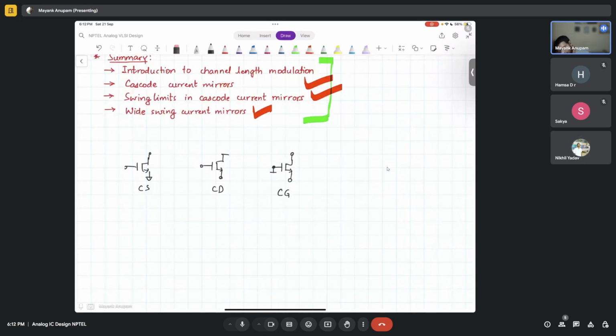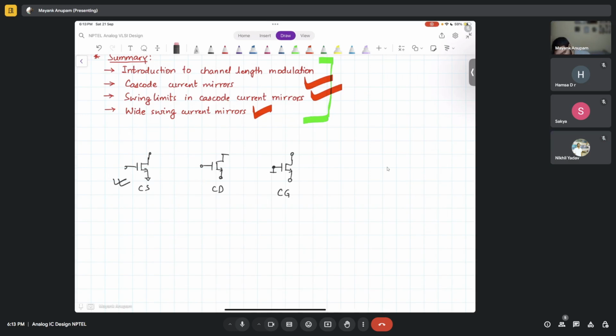You correctly pointed out that whatever I'm saying, I'm mainly talking about common source only. In the common source mode, it is acting as a VCCS. In the common drain mode, tell me what does it act like? What is the behavior of a common drain biased MOSFET? It's a VCVS.